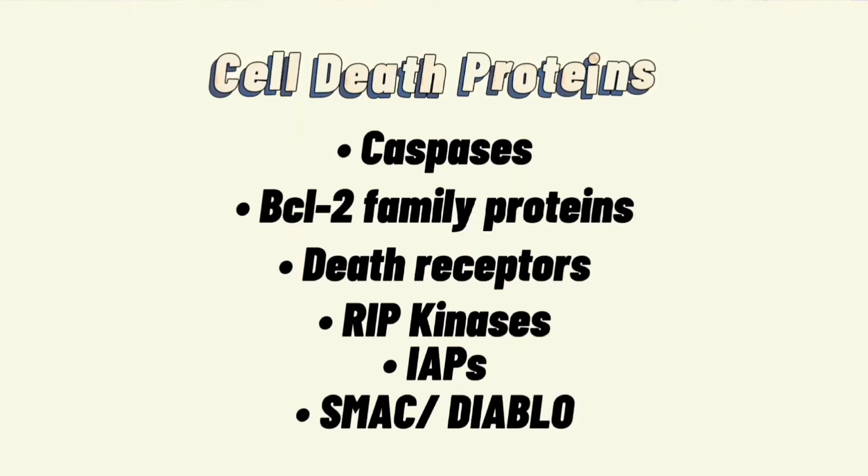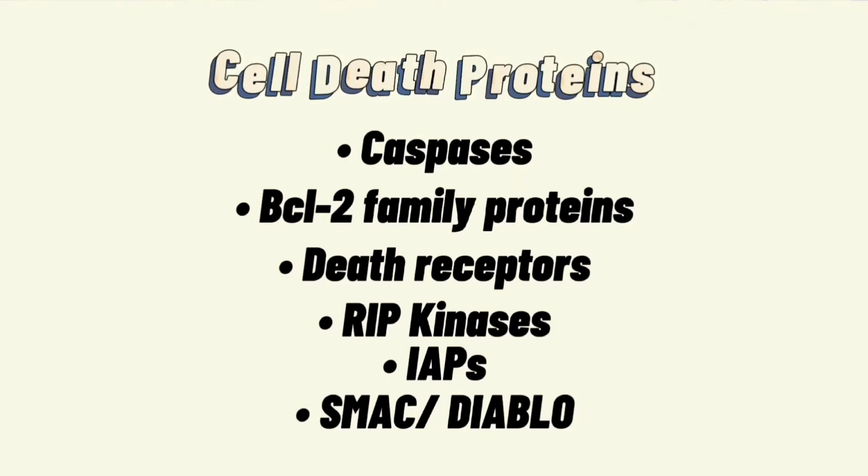SMAC, or second mitochondria-derived activator of caspase protein, also known as Diablo, or direct inhibitor of apoptosis binding protein with low pI, is an activator of IAPs. In healthy cells, SMAC is stored in the mitochondria away from IAPs. When cell death is triggered, SMAC can leak out and block IAP's function. Thus, the release of SMAC can promote cell death.